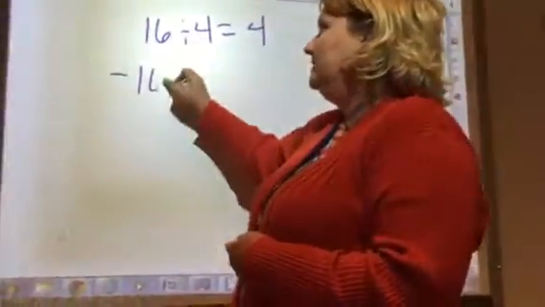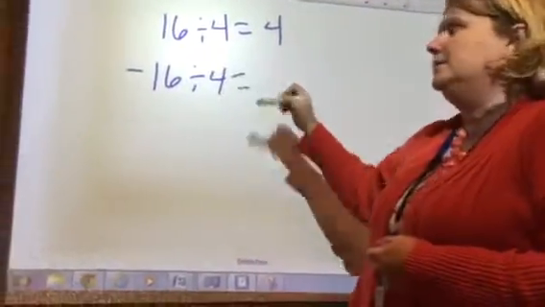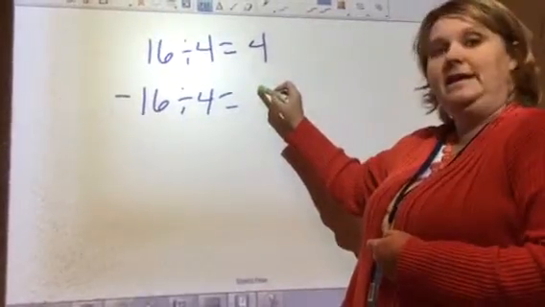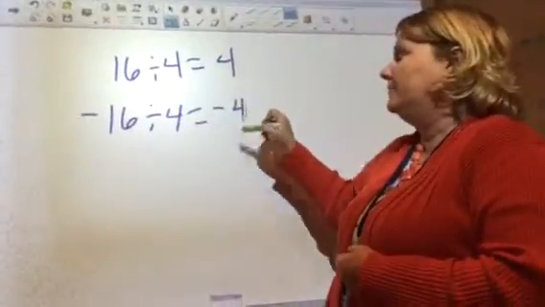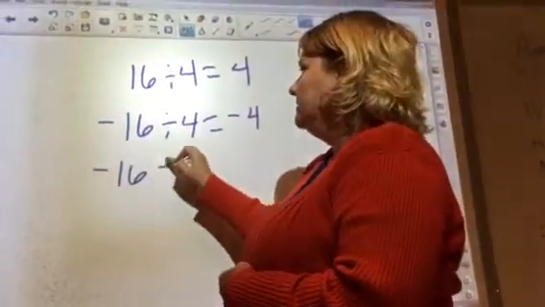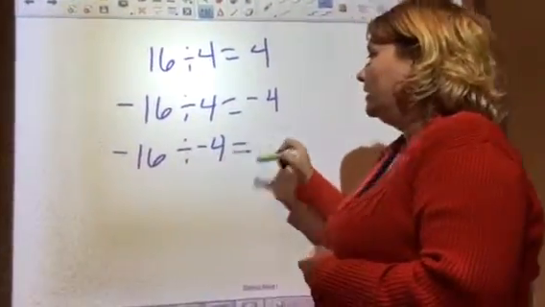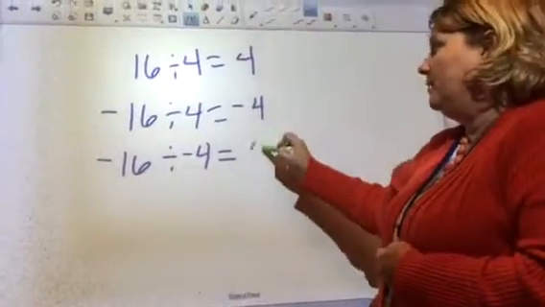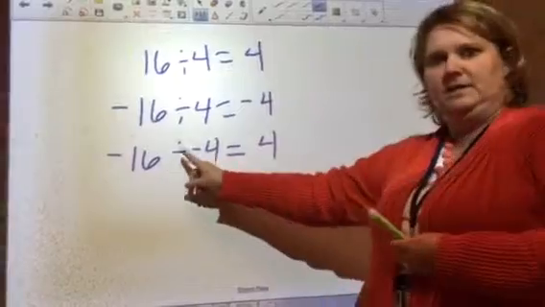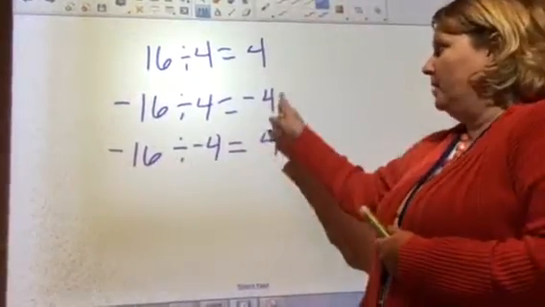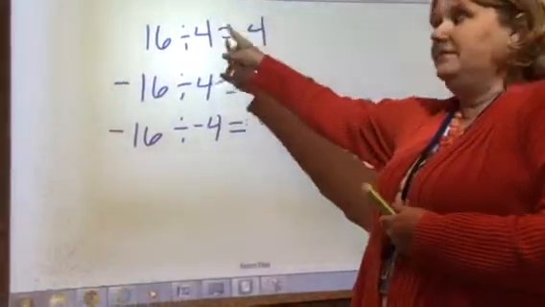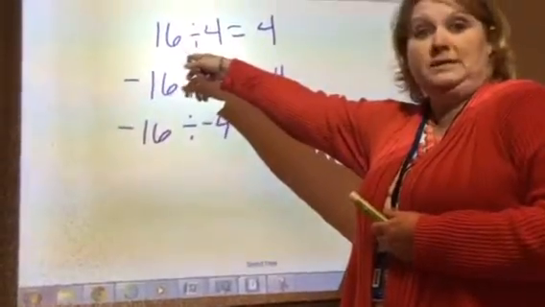If I have a negative 16 and I divide it by a positive 4, I am going to end up with a quotient, or an answer in a division problem, of a negative 4. If I have a negative 16 divided by a negative 4, I'm going to end up with a positive 4 because our rules apply. Positive times a negative is going to equal a negative. A positive times a positive is going to equal a positive.